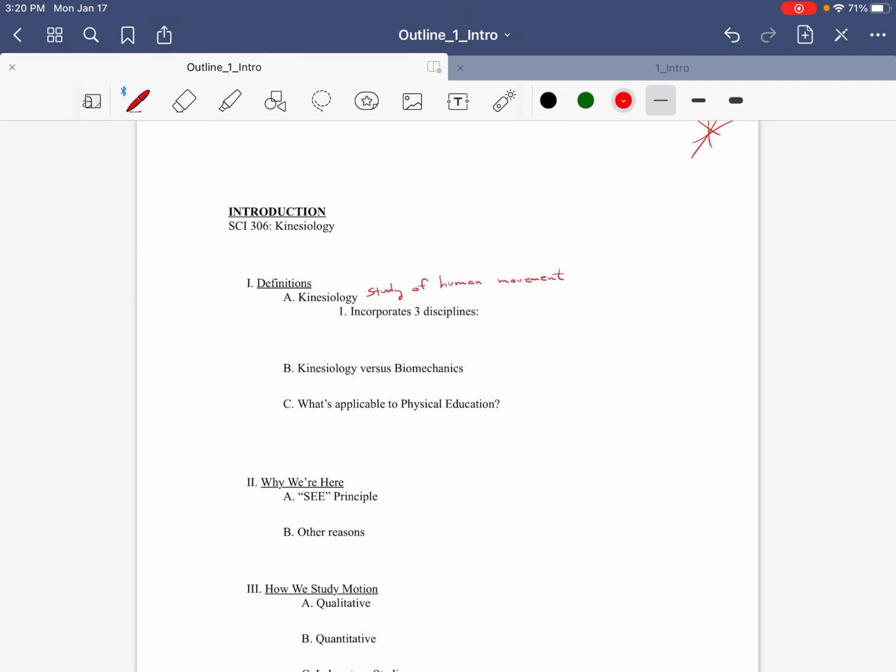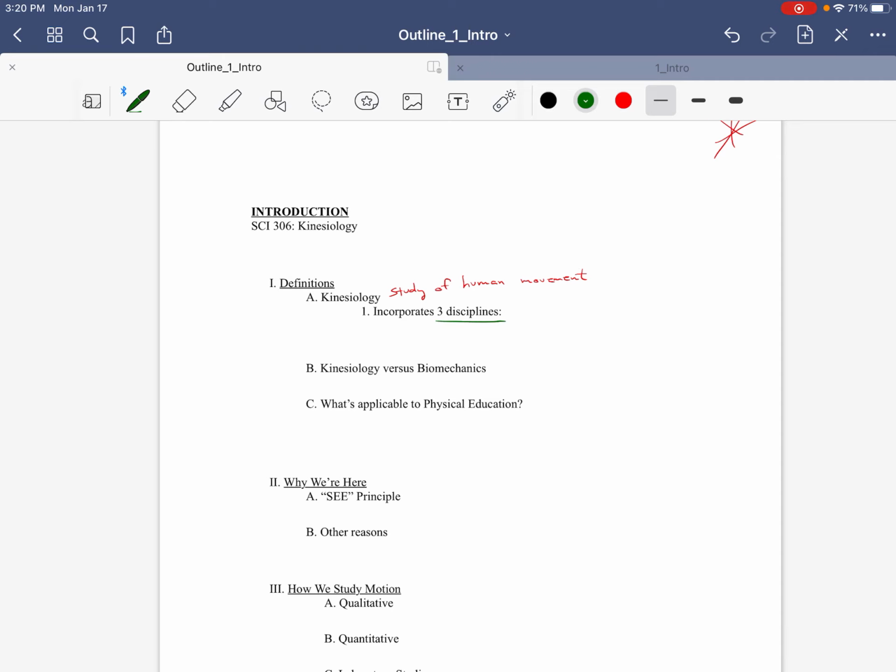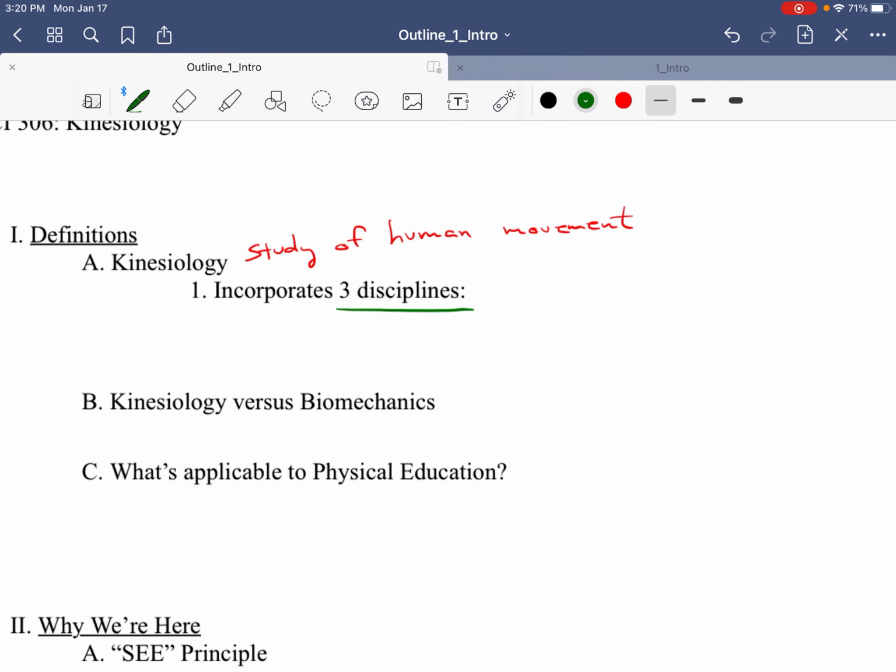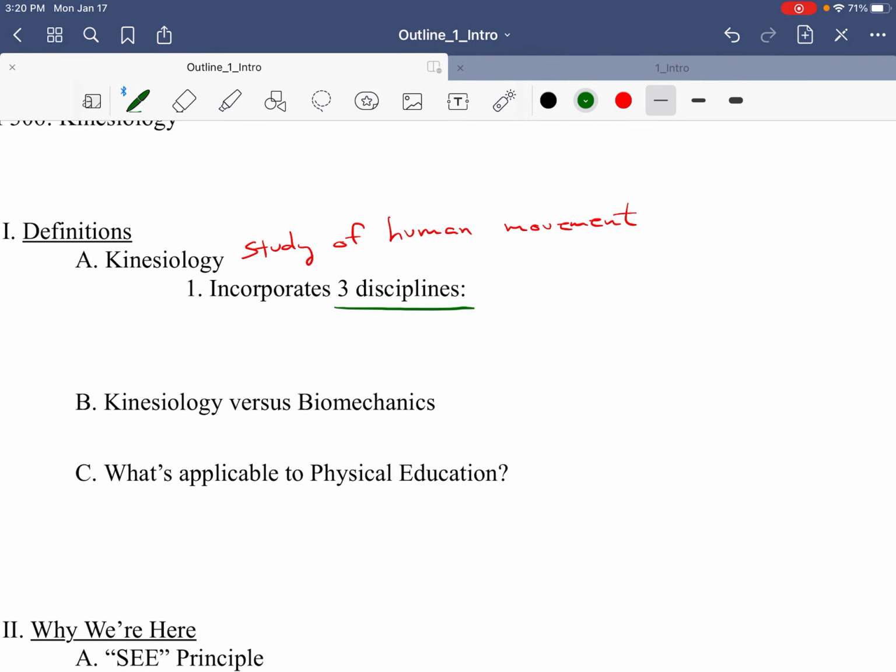Now, I don't want you to be too scared. We're really just talking about human movement. And what a lot of this ends up being, so we're going to talk about 3 disciplines. What a lot of kinesiology, and let me see if I can zoom in here. What a lot of kinesiology ends up being is something you've already had: anatomy and physiology.